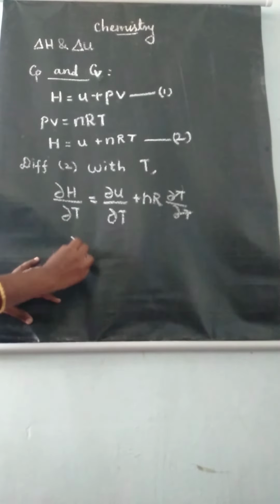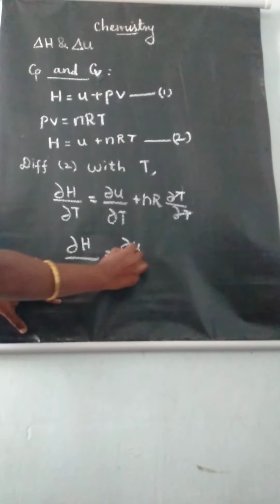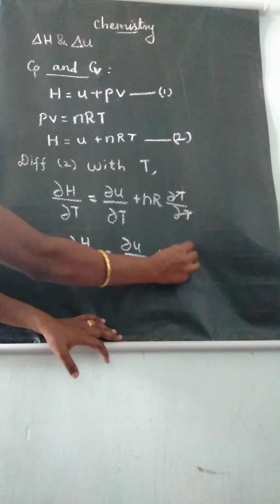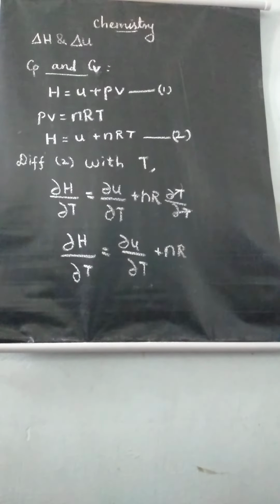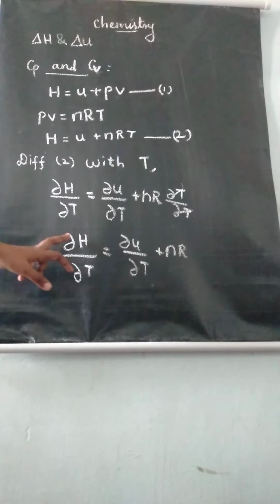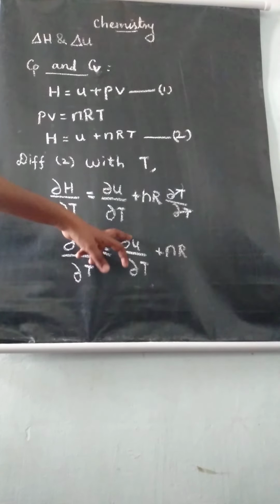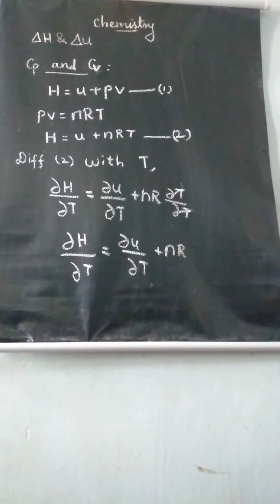So dou H divided by dou T is equal to dou U divided by dou T plus nR into 1. Understand? Now listen, already you know these two terms: dou H by dou T and dou U by dou T.